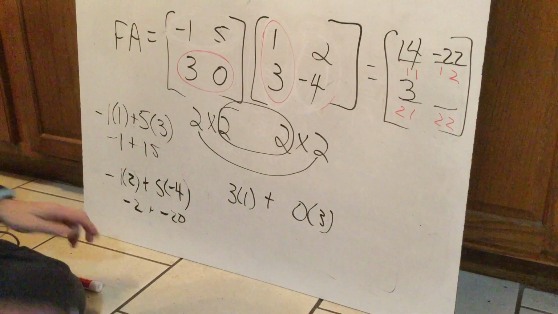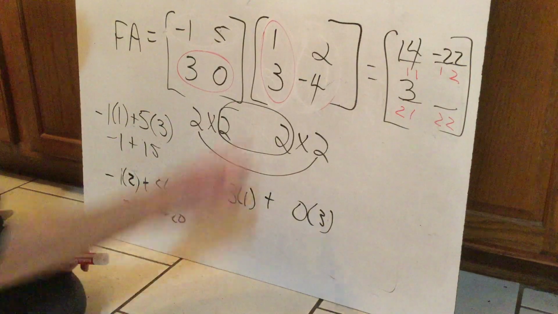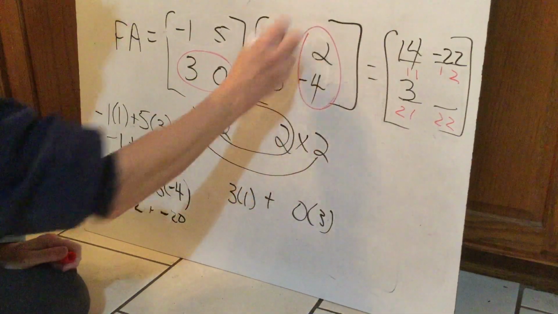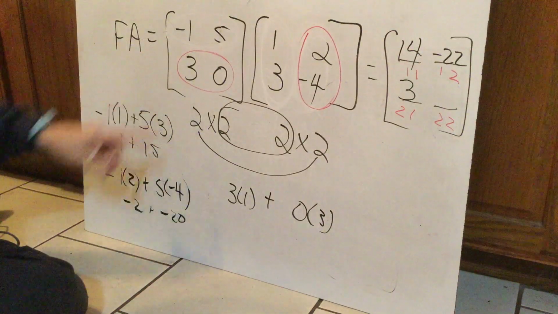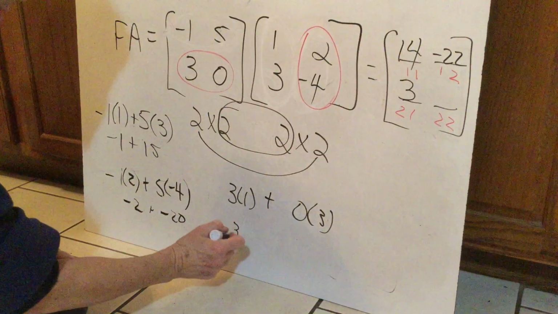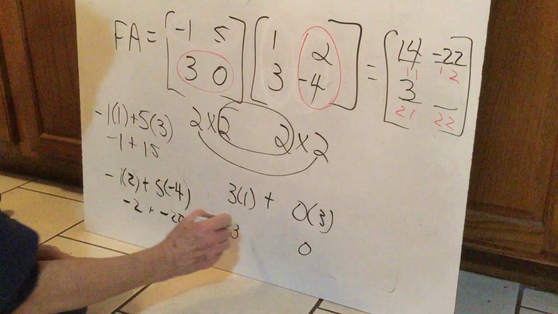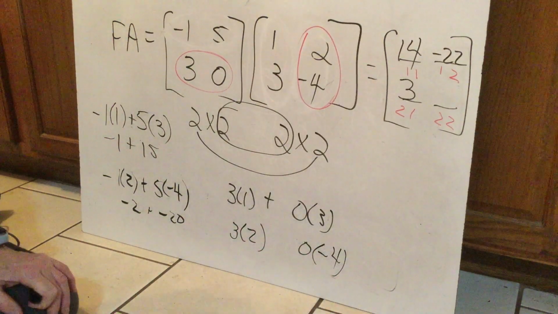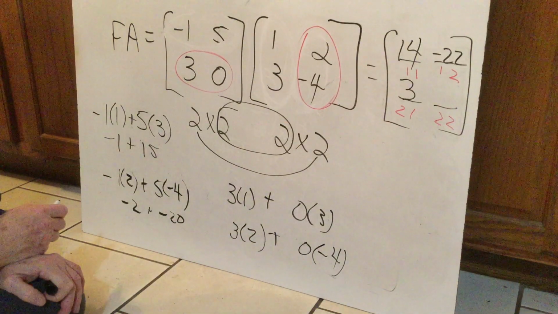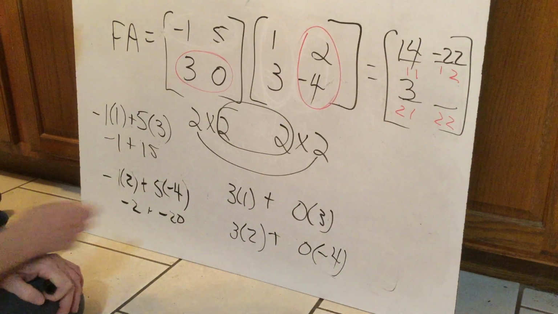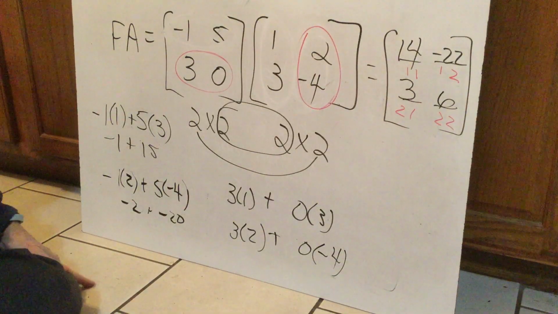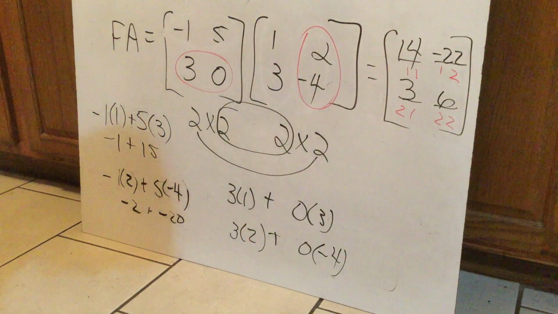And then finally, we'll fill in that very last one. So we need our second row. So again, we need the 3 and the 0. But this time, we need our second column, which is 2 and negative 4. So 3 times 2 and 0 times negative 4. I got 6 for that. How about you? Is that what you got? Hopefully. Good, good, good.